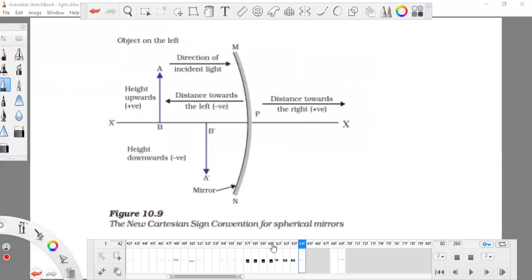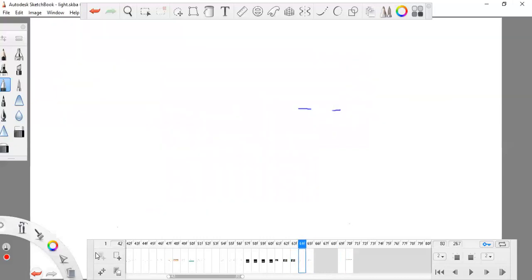Right now we are going to learn about a very important topic, that is sign convention, or the new Cartesian index.